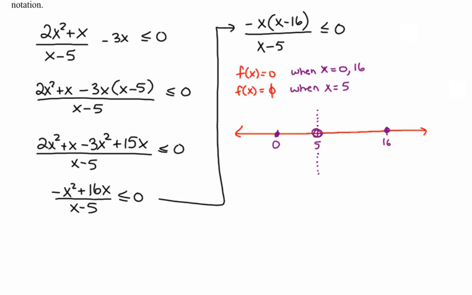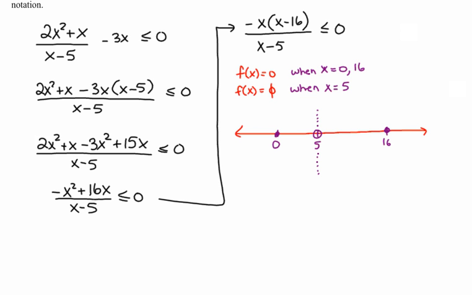A common mistake is that students will see the equal to symbol in the inequality, and they'll actually fill in 5, but really that is a critical value that occurred because of the non-permissible value. So that's always an open circle. Okay, so we could do a chart. I'm just going to use my line.